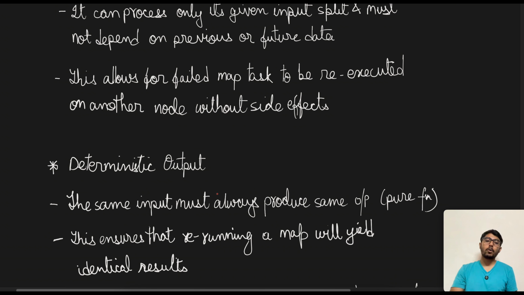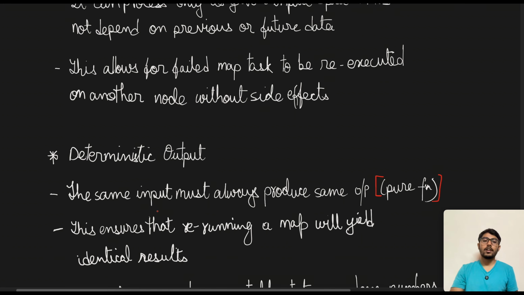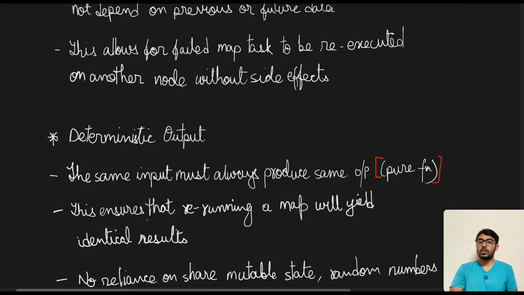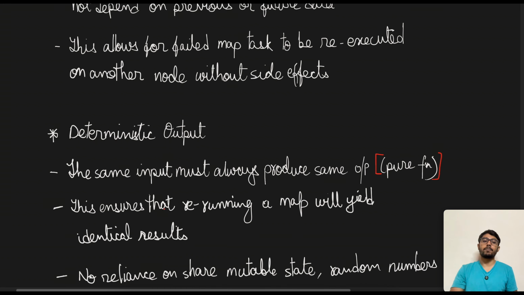So, the same input must always produce the same output, right. This is also called a pure function in technical terms, but the idea is that this would ensure that rerunning a map worker will yield the same identical results given the same input, right. So, that logic is basically uniform across the map workers for calculation.